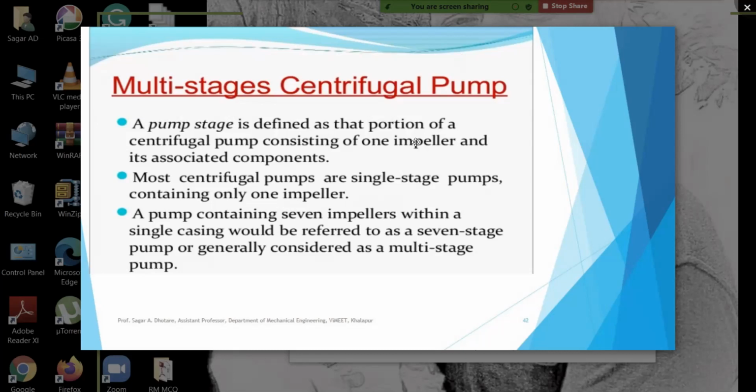Now if we have to supply water at a very high head, at that time we can't use a single pump. For that purpose we need multiple pumps which we have to attach in series or in parallel. So that is called a multi-stage centrifugal pump.